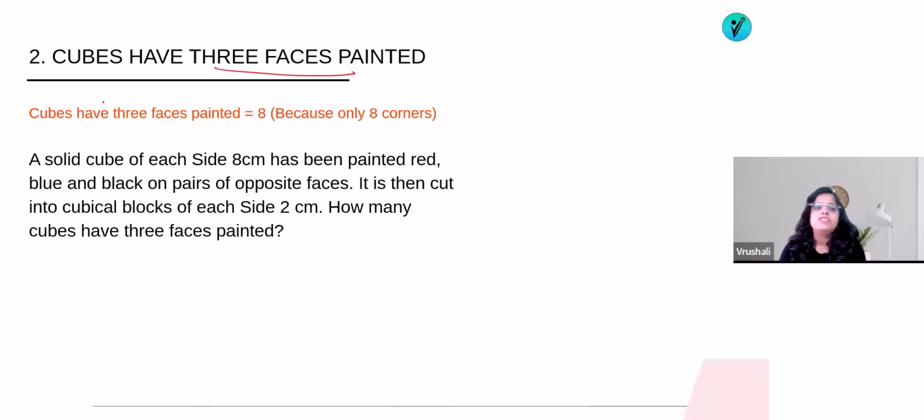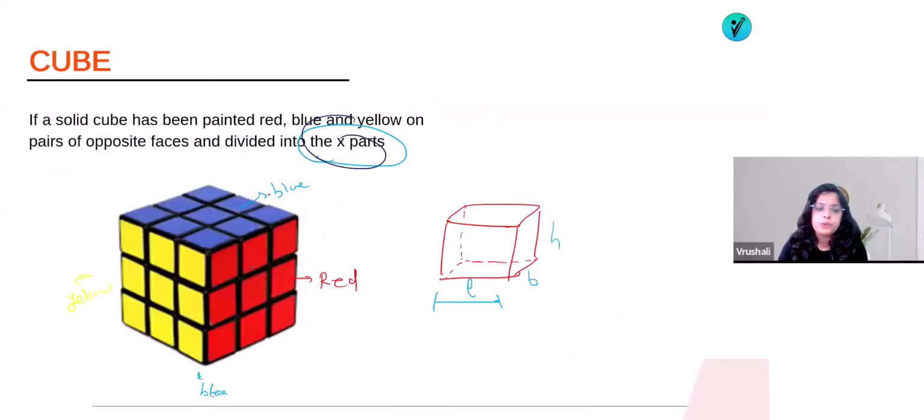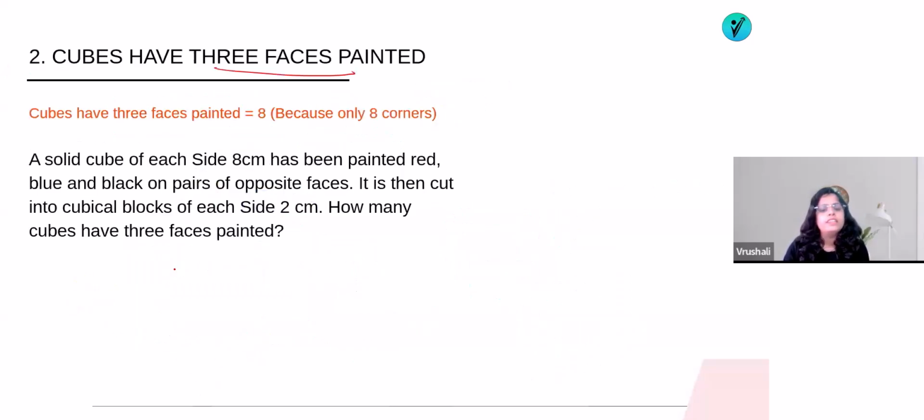So if they ask you about cubes with 3 faces painted, then always remember, as we know, in this cube you can see 3 faces painted, 1, 2, 3. Similarly, this corner will also have the back side, which will also have 3 faces painted. Similarly, this one back side will be the yellow one, and similarly below there are 4 sides. That means there are only 8 corners. So always remember, only 8 cubes will have 3 faces painted.